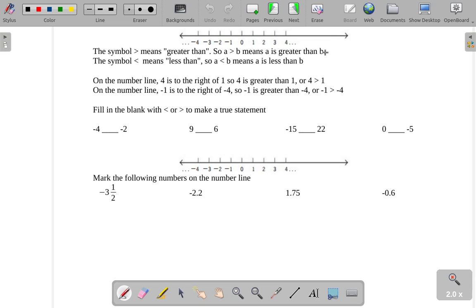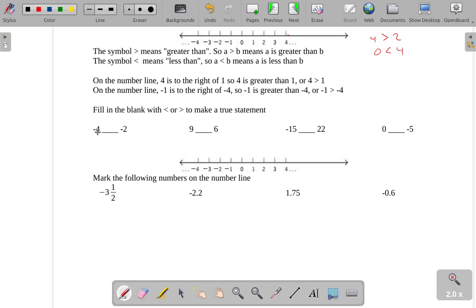So, for instance, if we're talking about 4 and 2, well, 4 is greater than 2, because 4 lies to the right of 2 on the number line. Similarly, less than means that it lies to the left. 0 is less than 4. It lies to the left of 4 on the number line. This also works when we're talking about negative numbers, though. This is why it's nice to have the whole left and right thing sorted out already.